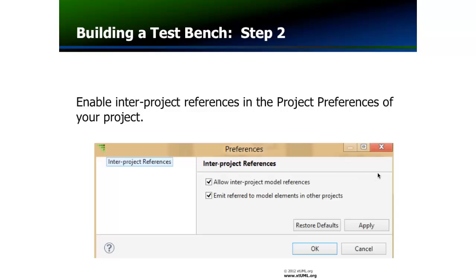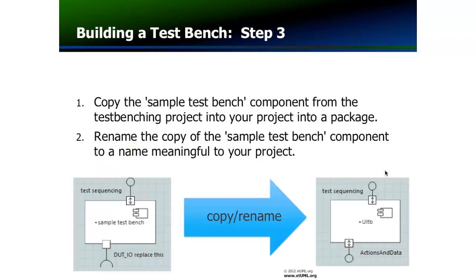The third step will be to copy the sample test bench component from the test benching project and copy it into a package in your own model, and in our example we'll use GPS, and then rename that copied component, that sample test bench component, rename it to something that makes sense for your project.